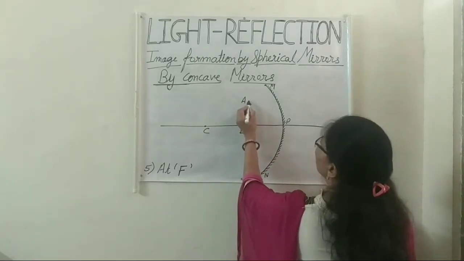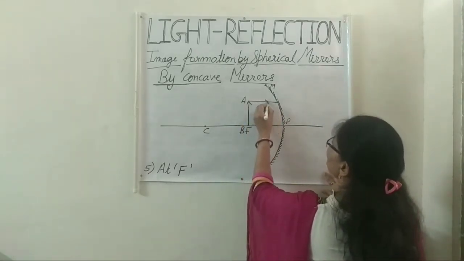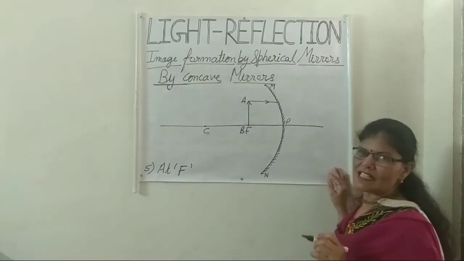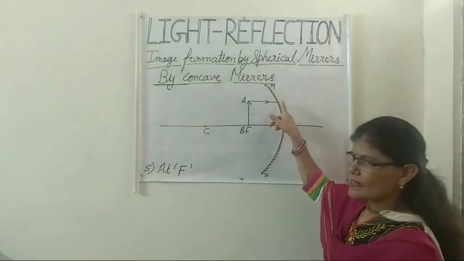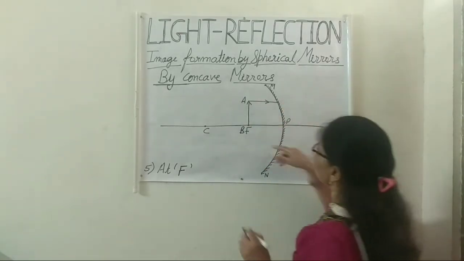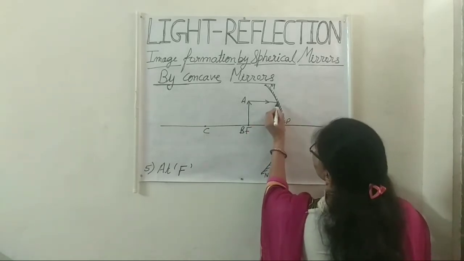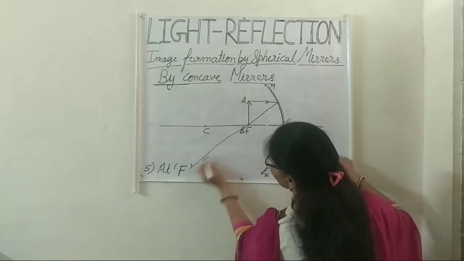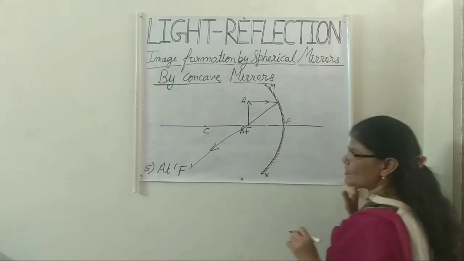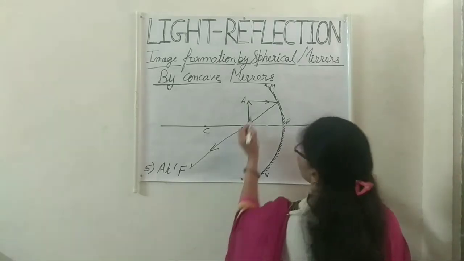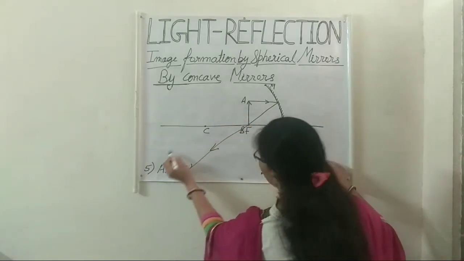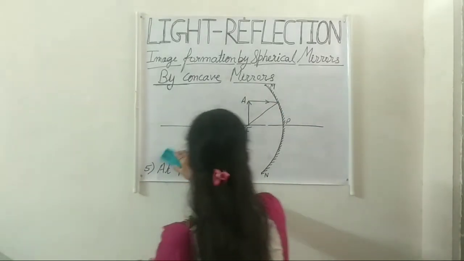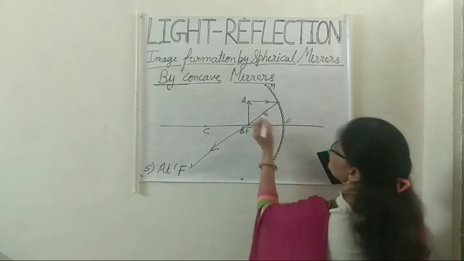Again, when an incident ray is parallel to the principal axis, then the refracted ray will pass through the principal focus. This is the refracted ray and it will pass through the principal focus. This is the first case. Another case we can use is when the incident ray passes through the center of curvature. When the incident ray passes through the center of curvature, then it will be reflected back in the same direction.